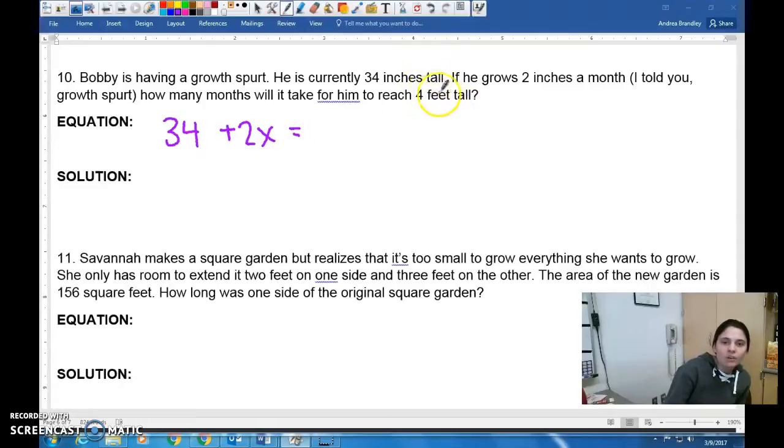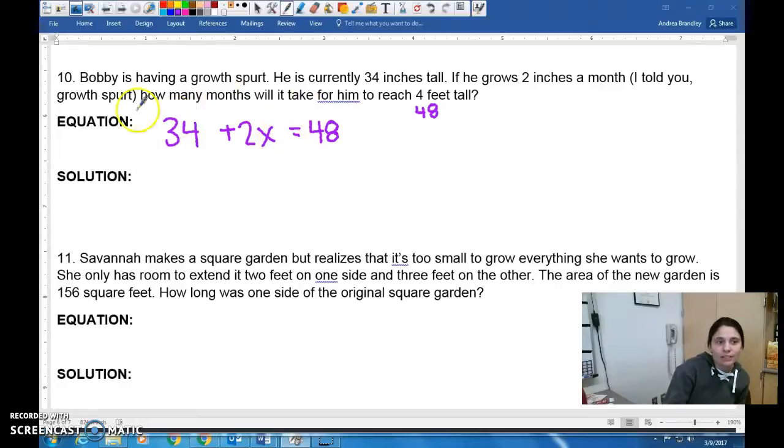The thing I have to be careful with here is I'm looking for him to reach 4 feet, but I started with inches. So 4 feet in inches, there's 12 inches in 1 foot. So 4 times 12 is 48. So instead of putting equal to 4, I'm going to put equal to 48. And then you can go ahead and solve for x.